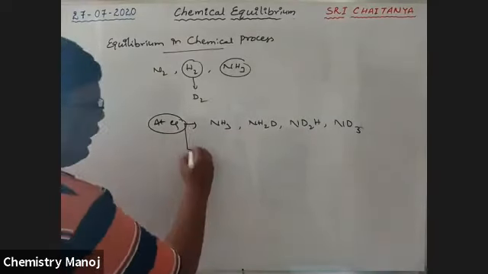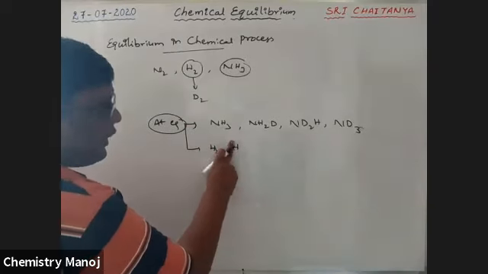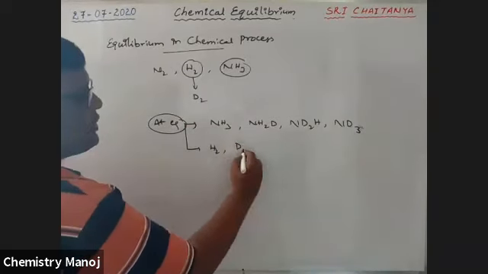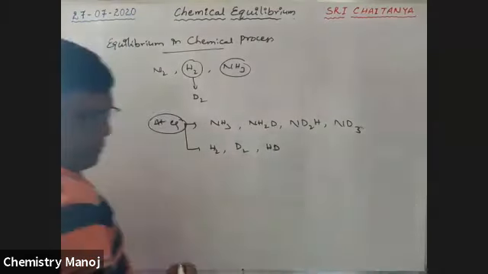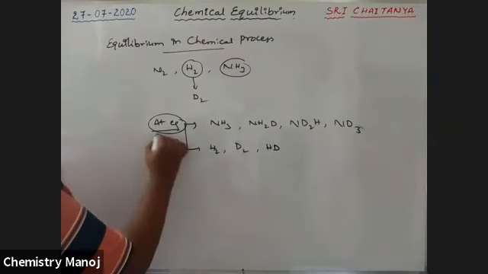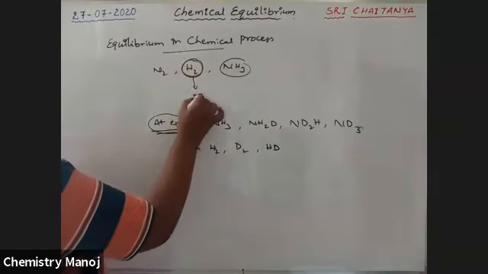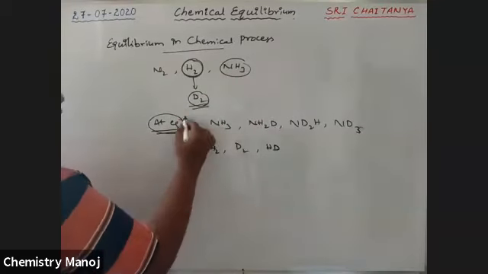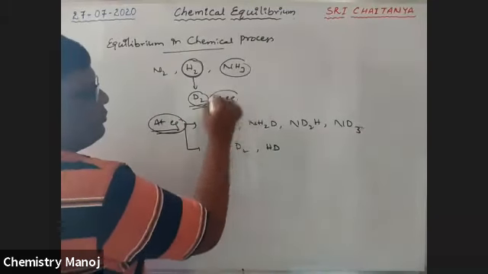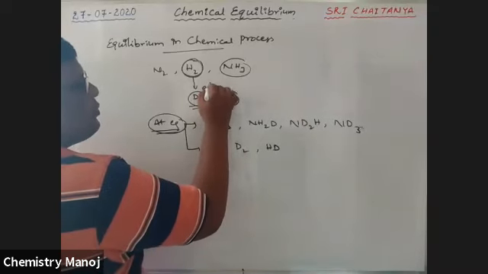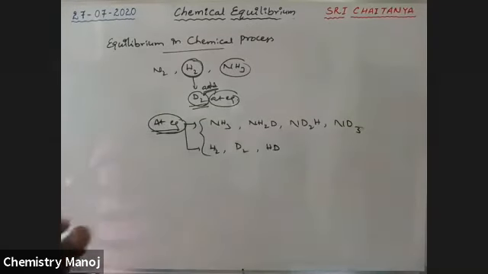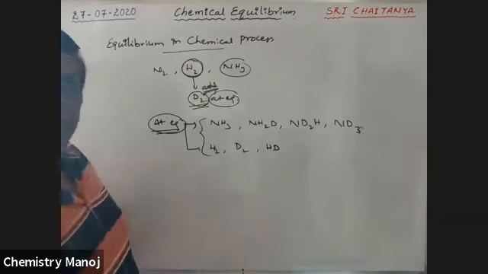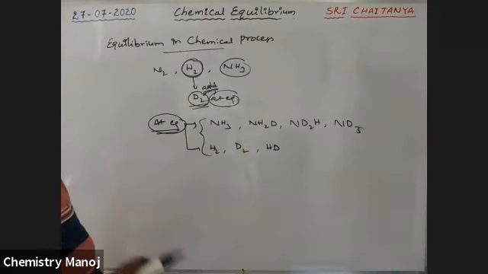Hydrogen H2 exists, D2 exists, because hydrogen is replaced with D2. D2 exists, HD also exists. So at equilibrium, if D2 is added, all these exist. All the hydrogens are replaced with D2 elements, so all exist with their concentrations.